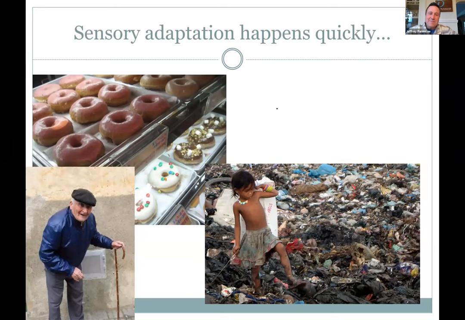Remember, smell sensory adaptation happens really quickly. So you walk into Dunkin' and it smells overwhelmingly sweet. But then if you work there, if I asked you 15 minutes into your shift, you're like, I don't smell donuts. So you quickly adjust. You live by a pig farm in Iowa, or you live at a garbage dump, and no one can believe you can live there. But you say, we get used to it. And you do quickly. Your mind ignores it. And I mentioned the elderly lose their sense of smell, so they often put on too much perfume or cologne as well.